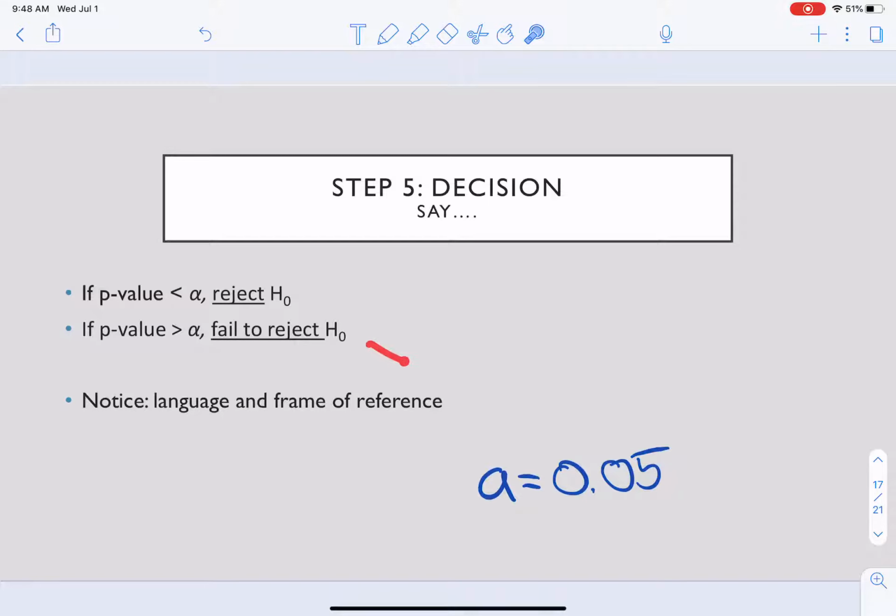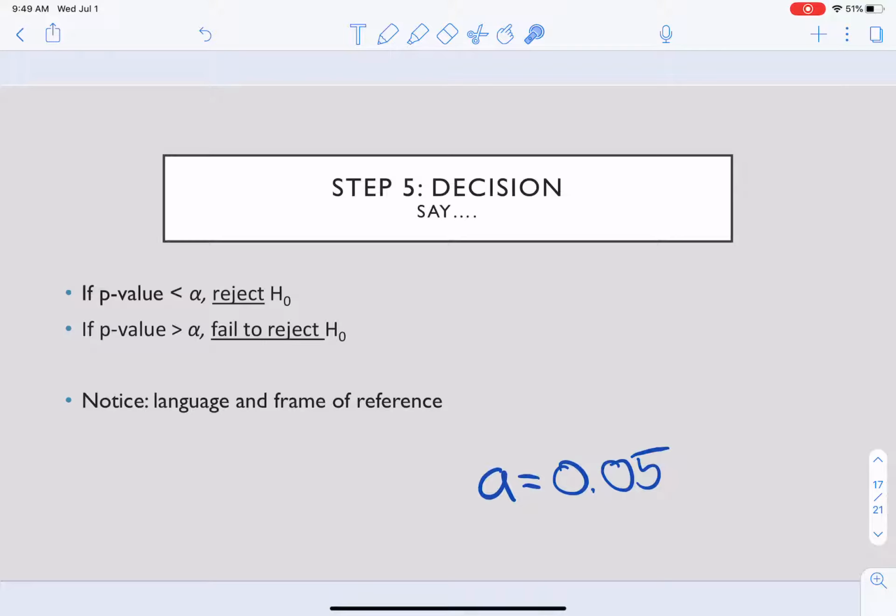However, in this case, if the p-value is greater than alpha, we do not have much evidence against the null hypothesis, right? Based on our data, we do not have enough evidence against the null, against the status quo. Now, you might be saying, "Carson, what the hell? Why do we have to say it like this?"